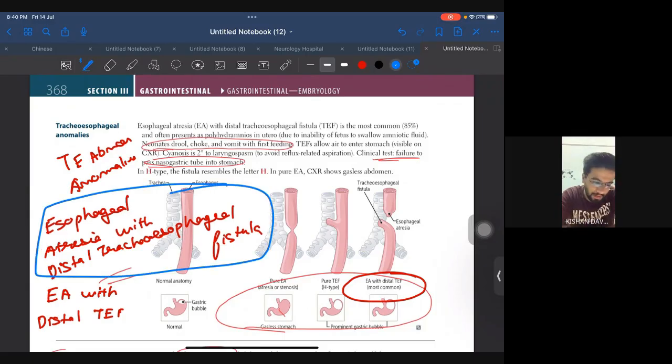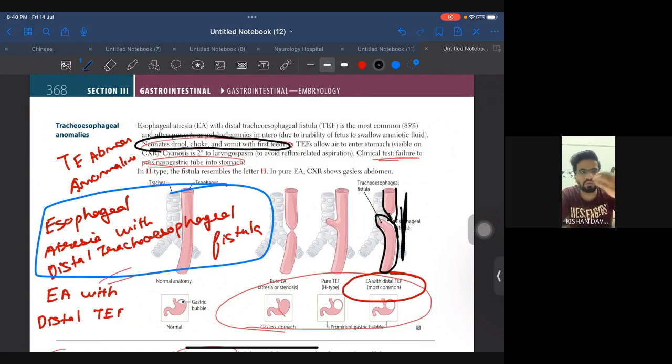Okay, so let's see what happens over here, what all conditions they will be giving you in the exam. The first one they will give you is that neonates drool, choke and vomit with first feeding. As soon as they go for the first feeding, that is mother's milk, the first breastfeeding, and as soon as they take it, the neonate will drool and choke, and the neonate will vomit out. Because there is esophageal atresia and there is a fistula with the trachea. So there is no connection going down. The food won't be going down after consuming it. It will be there only in the esophagus, and due to reflux, due to pharyngeal reflex, it will be coming up.